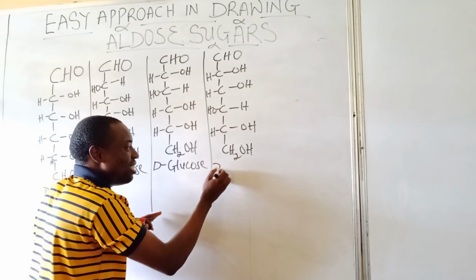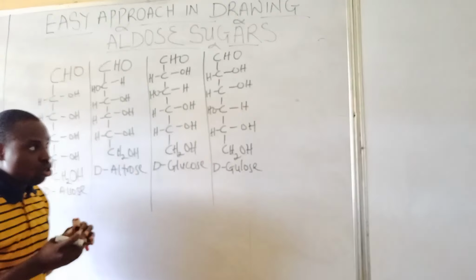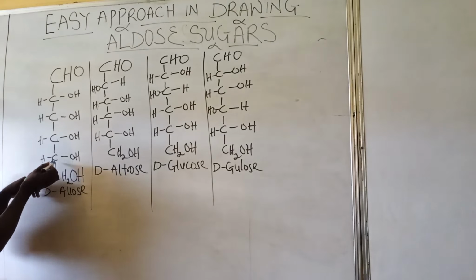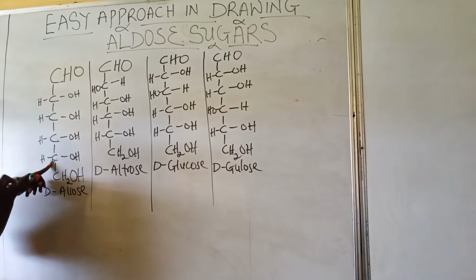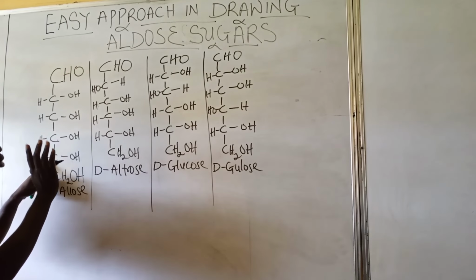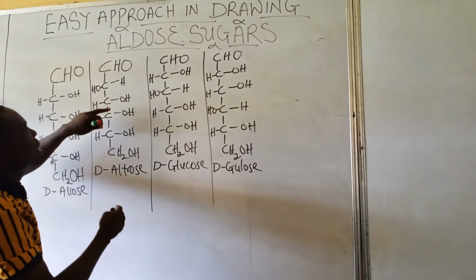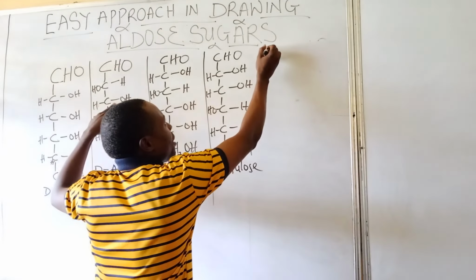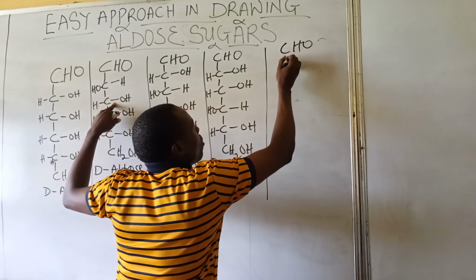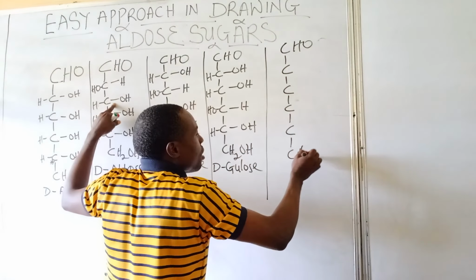This one is called the D-glucose. Now, we remember that we can't touch this last chiral center. So we then move to changes of the other carbons. Now, this is our focus. Remember here, we come here, CHO, second carbon, third, fourth, fifth, then sixth.